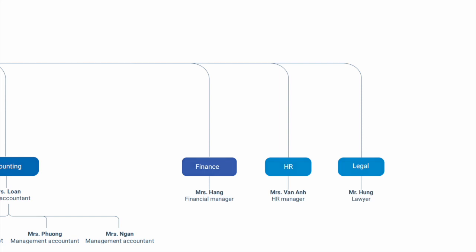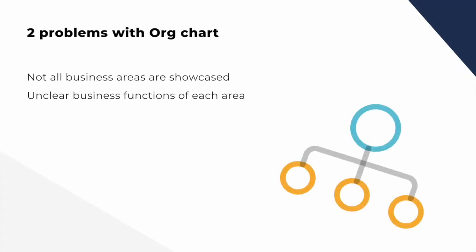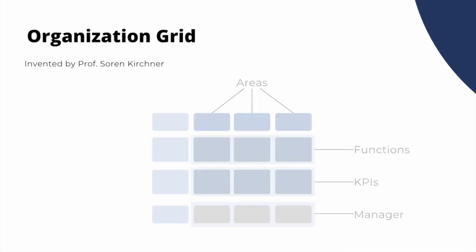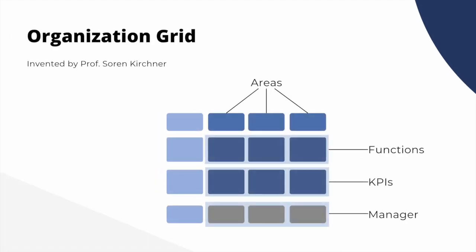So, you may ask a question, if that's the case, then not every business area is featured on an organization chart. So how do I know how many of them are there? And what specific business functions does each business area have? Well, with years of research, Professor Kirchner has invented something called the organization grid.